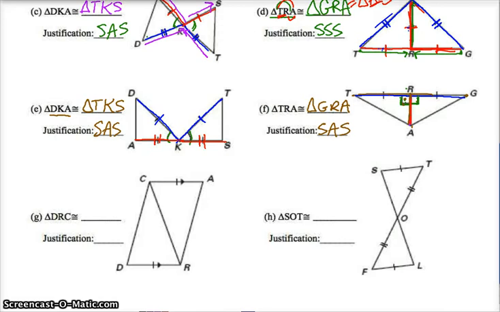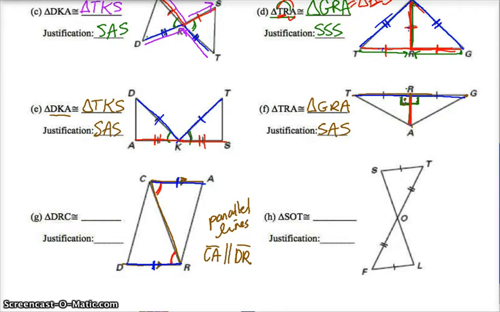Okay, letter G. This time it's very important to notice these symbols right here, which mean parallel lines. So that means that CA is parallel to DR. And if CA is parallel to DR, then we have the letter N here, or the letter Z, which means we have alternate interior angles right here. And then we have this segment, which has 1 mark, and this segment, which has 1 mark. So those must be congruent to each other.